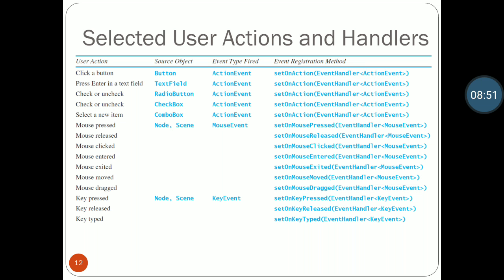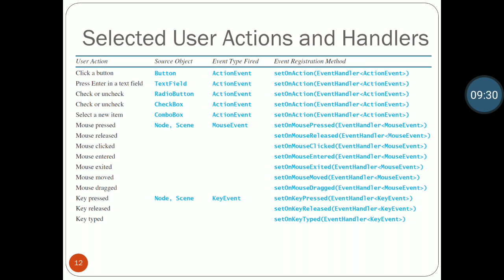And event registration methods are displayed on the right side of the screen. For that we require source objects. For clicking a button we will require a button, for entering in a text field we will require a text field, for check or uncheck we will require a radio button and checkbox, for selecting a new item we will require a combo box, and for mouse press and other mouse events we will need a node or scene. So these are the selected user actions and handlers.